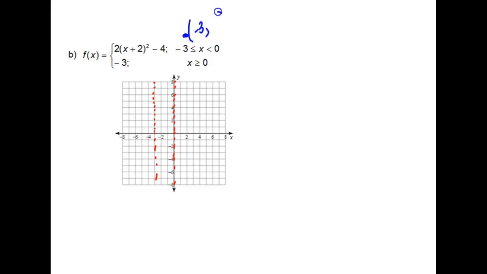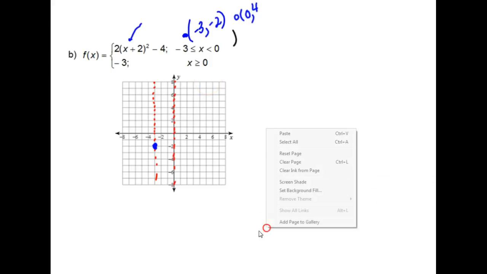So at -3, you're going to have a filled-in circle because it does equal to. And then if you go ahead and evaluate this function at -3, you get 2 times 1, -2. So at -3, -2, we have a closed circle like so. And then at 0, you're going to have an open circle because it doesn't say equal to on that one. So let's see, that's 2, 4. 2 times 4 is 8. 8 minus 4 is 4. So open circle at 0, 4.